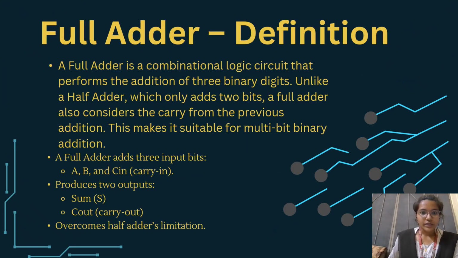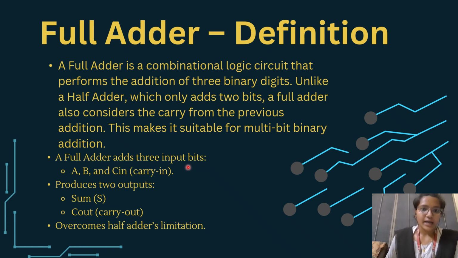Let's talk about full adder. Full adder definition: a full adder is a combinational logic circuit that performs the addition of three binary bits. Unlike a half adder, which only adds two bits, a full adder also takes the carry from the previous addition, which means in a half adder we cannot take carry from the previous stage, but in a full adder we can. This makes it suitable for multi-bit binary addition.